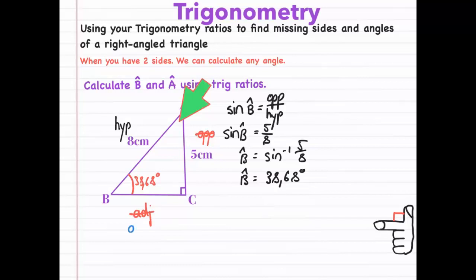So this will now be my opposite side for angle A, because if I continue down this way, BC is my opposite for angle A, right? And that means that AC will be my adjacent. You are right. So this will be my adjacent side.